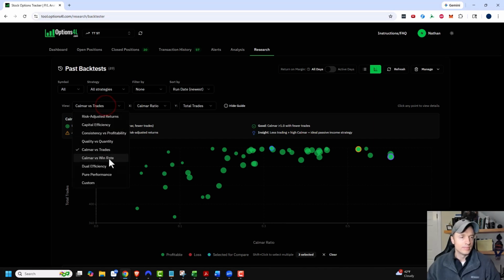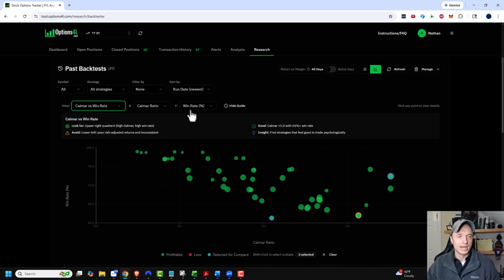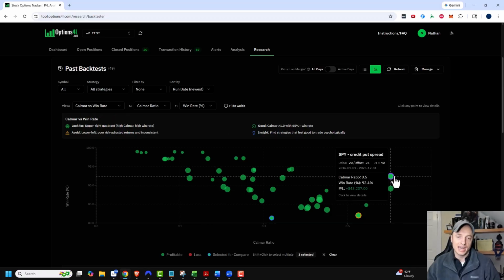All right. Coming over, we got Calmar versus win rate. Again, that win rate I would kind of throw away because the lower deltas is going to have a higher win rate percentage. But we're looking for the upper right quadrant, high Calmar, high win rate. And basically we've already selected that case study anyway, so we did that.